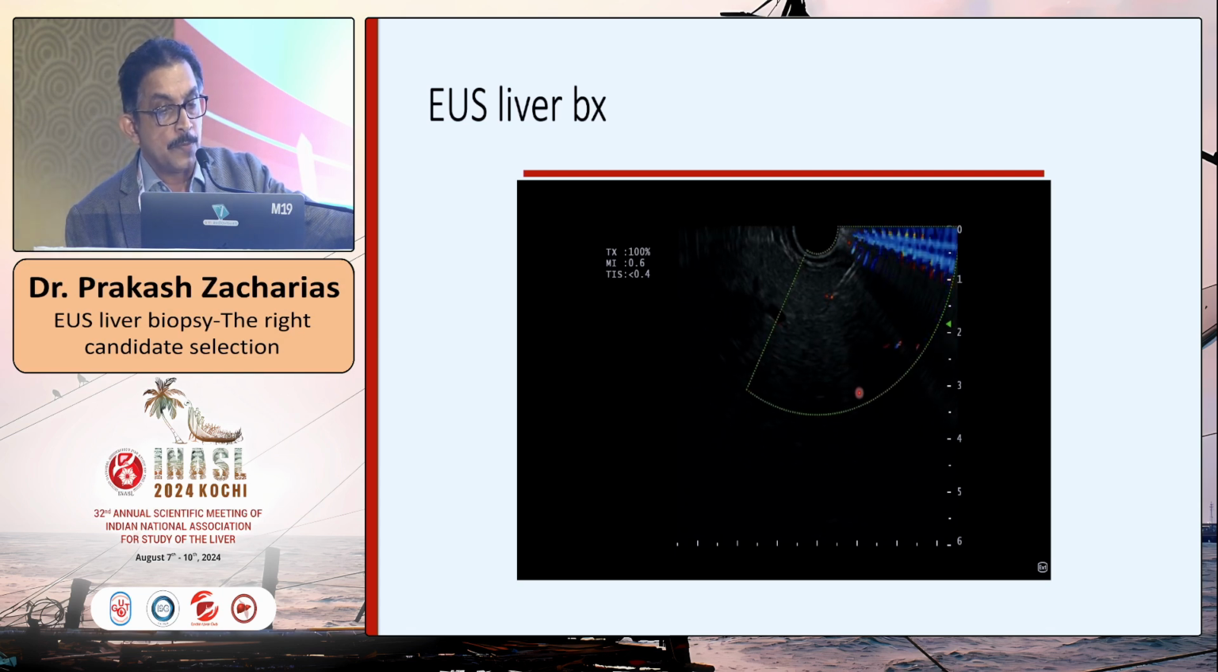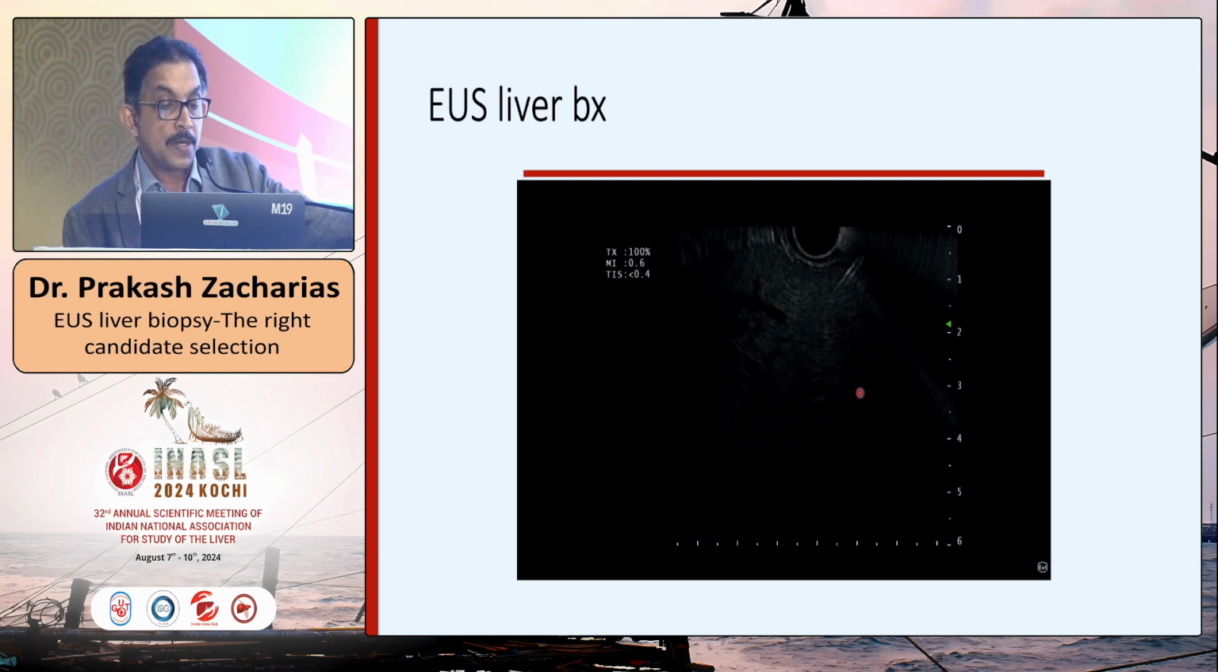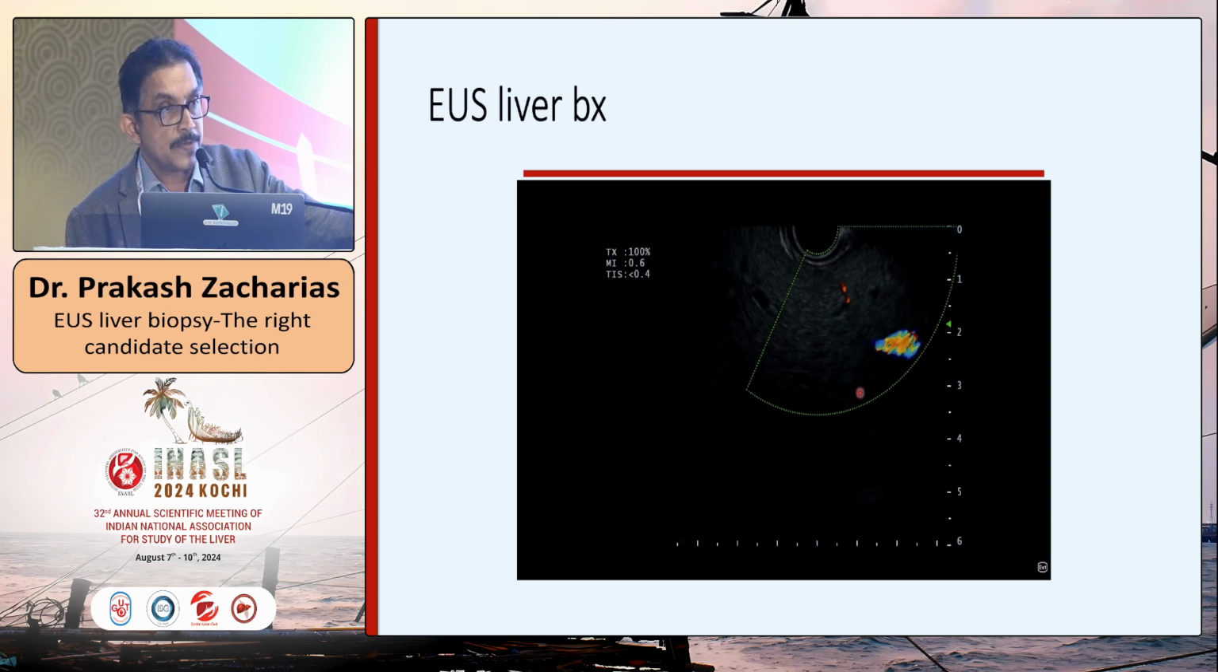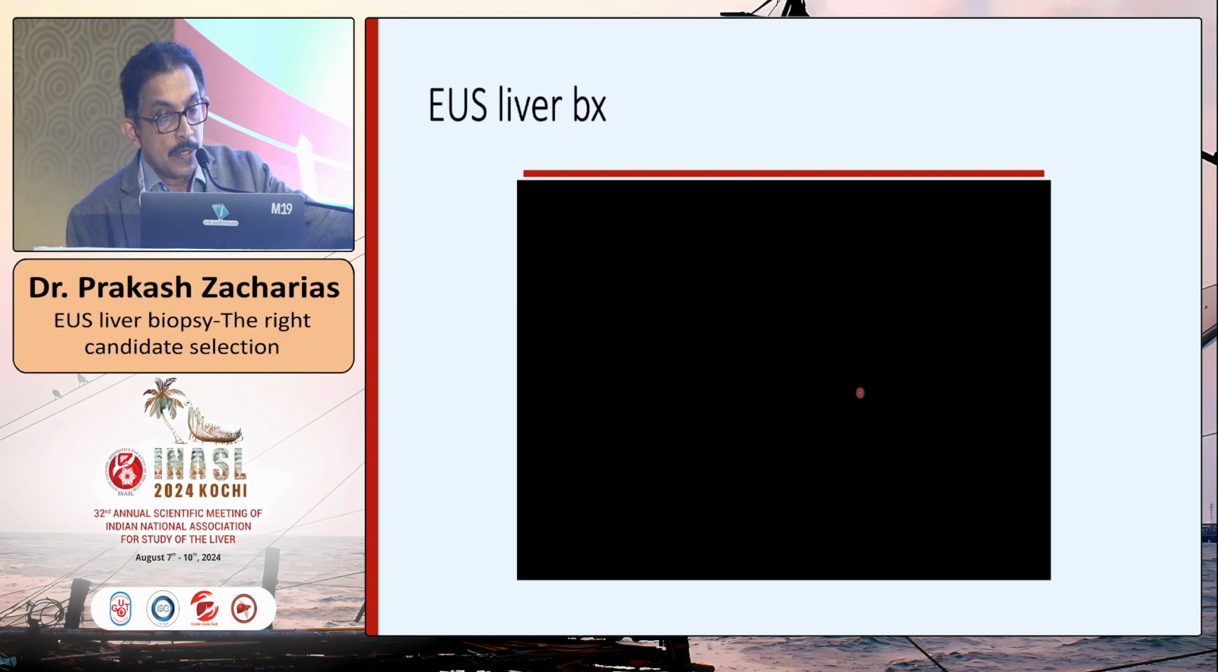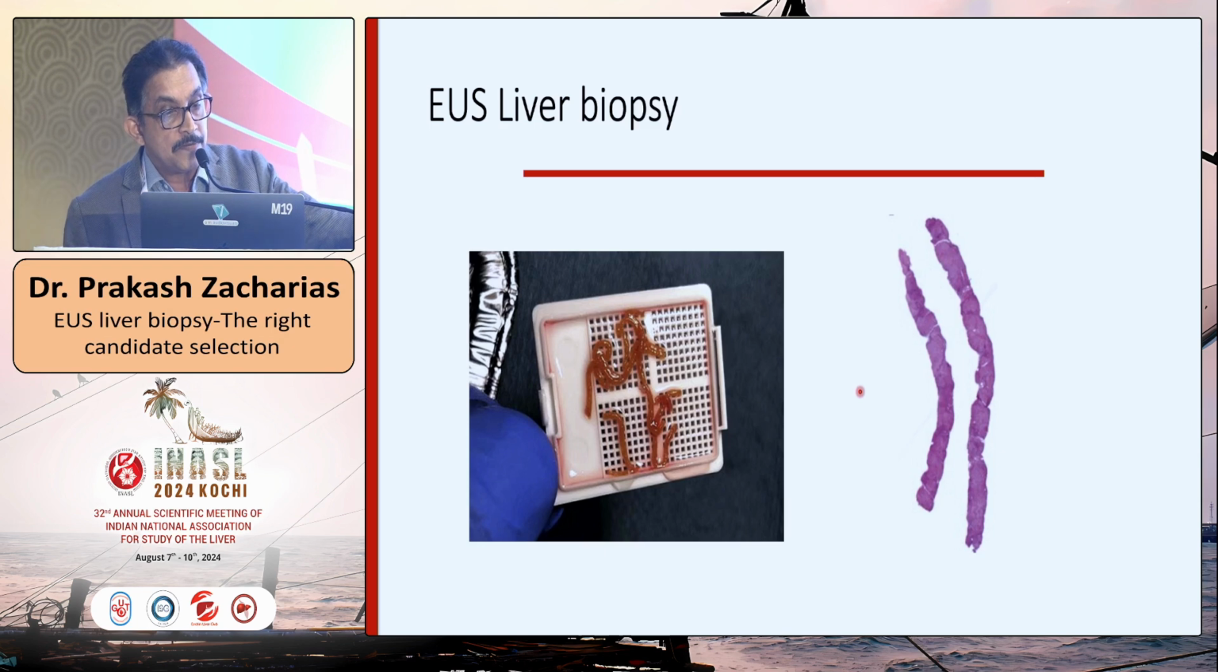And after that, you put on the Doppler, and this is definitely important: when you take out the needle, you should see whether the Doppler is trailing the needle or not. If it is trailing, just keep the needle there for some time. Most of the time, it will go off. If not, if you see that the bleeding is still there after a minute, then you push the tissue into the tract. You might lose a little bit of tissue, but at the same time, you can prevent a bleed. So this is the kind of tissue you can get after a US liver biopsy.